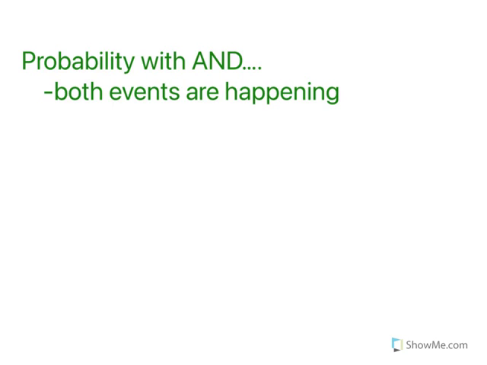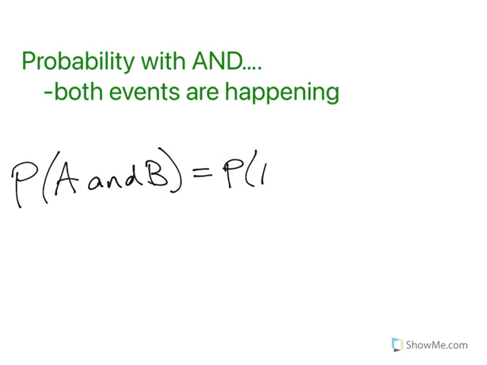Okay, but first, probability with "and." That means both things are happening. I'm doing this and that. I'm going to read and journal before I go to bed. Both things are happening. So when we do this, the mathematical way, the probability of A and B, it means we are going to multiply the probability of the first event times the probability of the second event. And the product of that will tell us the probability of the "and" event.